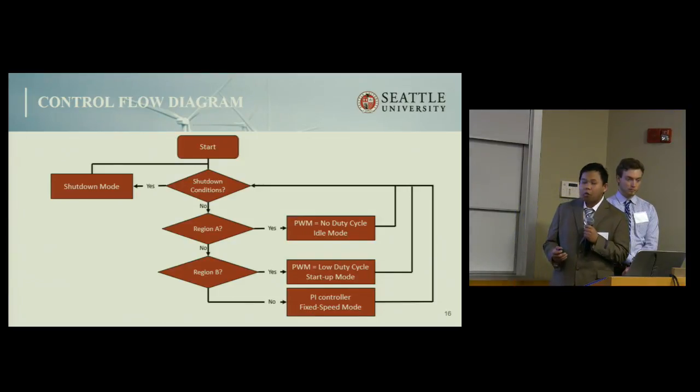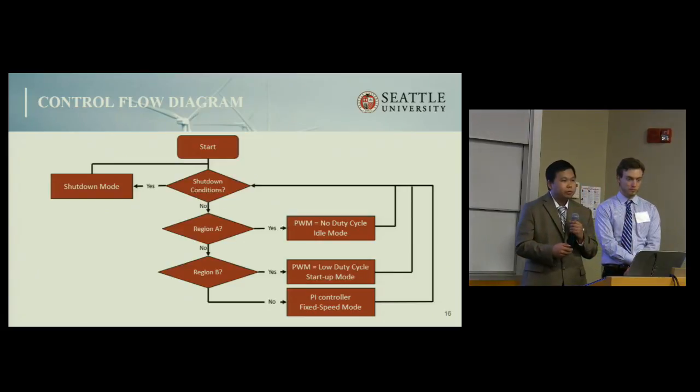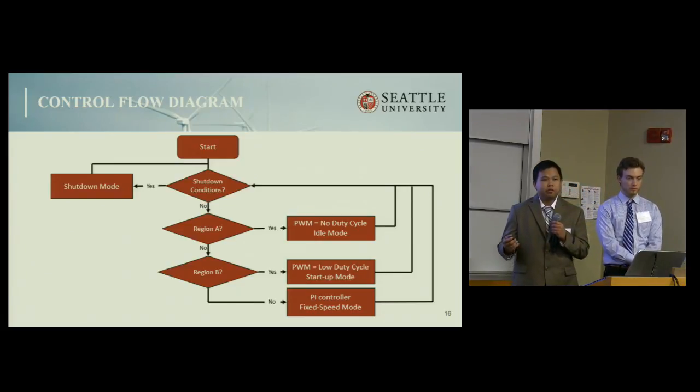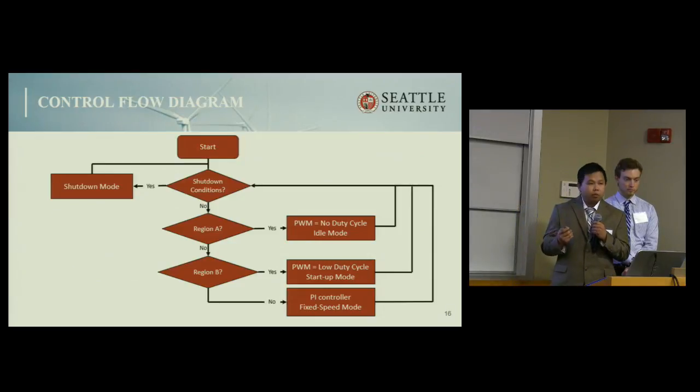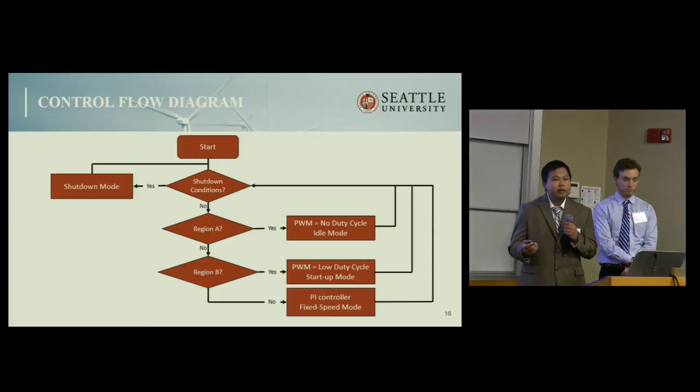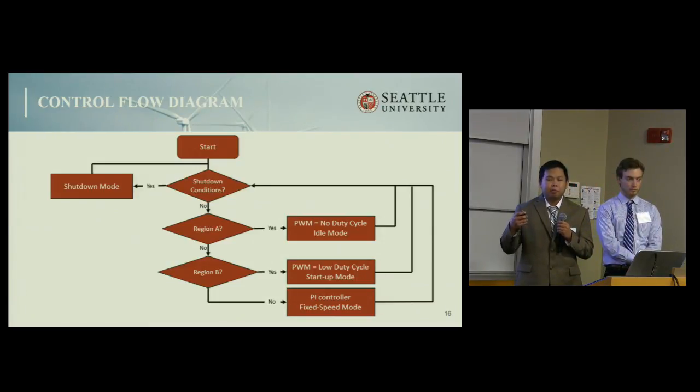If a shutdown is required, then the program will command current to the dump load to dissipate power and apply a brake to the turbine. If a shutdown is not required, then the program will operate the turbine based on rotational speed in each wind speed region.